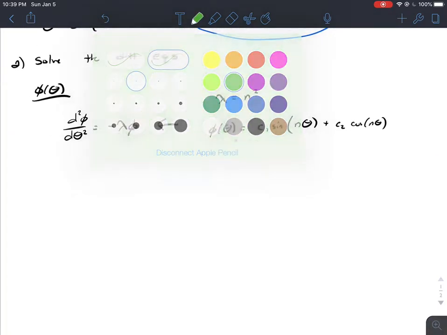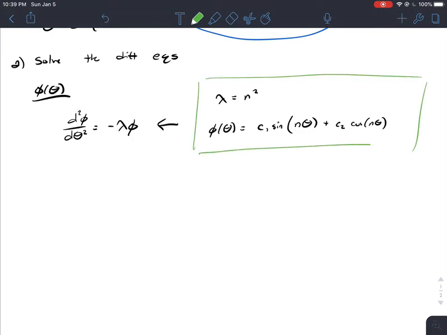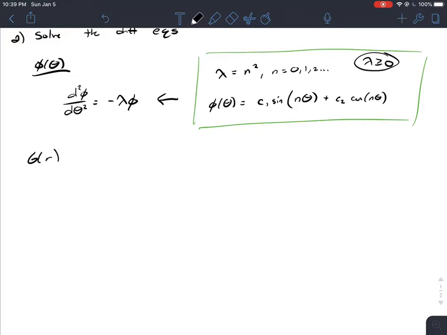So that's pretty much our solution here. And it's important to note that our lambdas can also start from 0. So n equals 0, 1, 2. That means lambda is greater than or equal to 0. So I'll solve for g of r now. Let's take a look at the lambda greater than 0 case first.